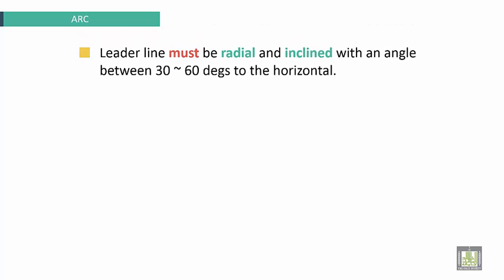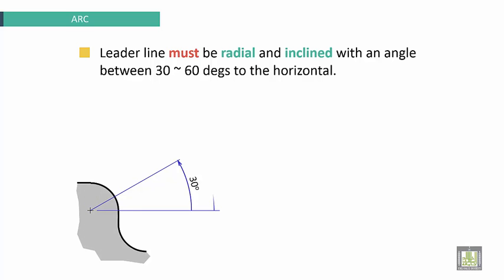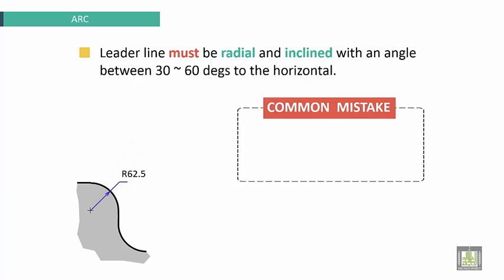The leader line must be radial and inclined with an angle between 30 to 60 degrees to the horizontal. This is 30 degrees and here 60 degrees. So the leader line must be inclined radially between these two angles. For example, here it's okay, R62.5.